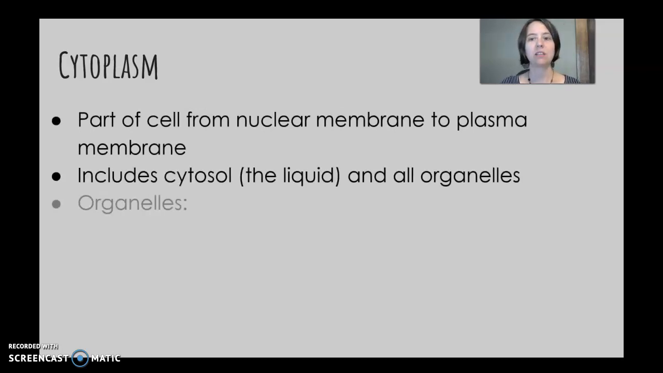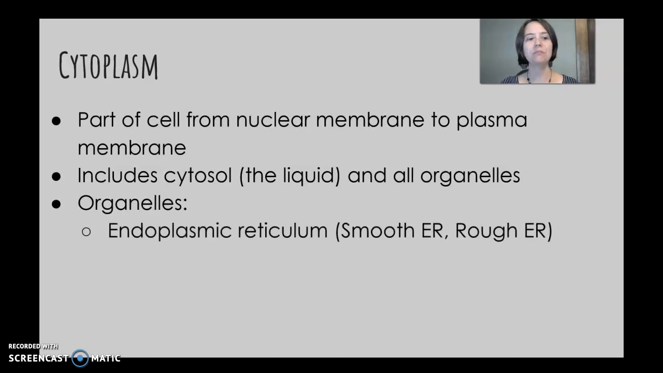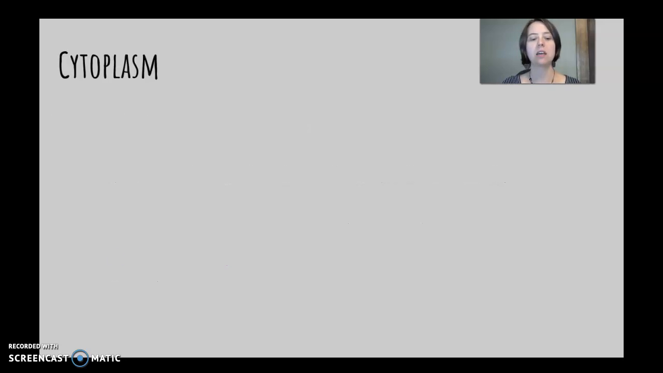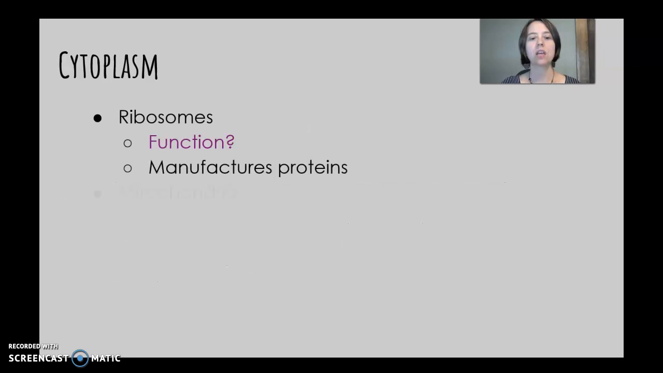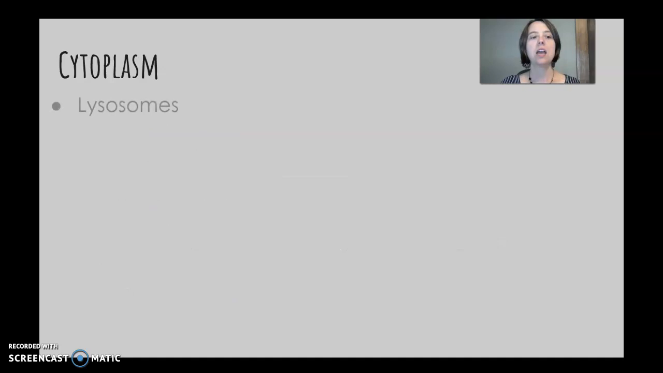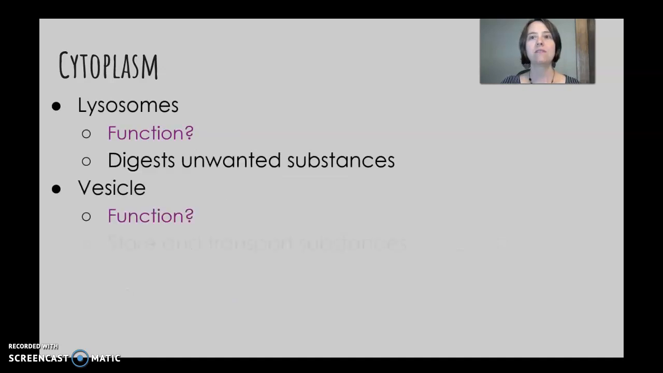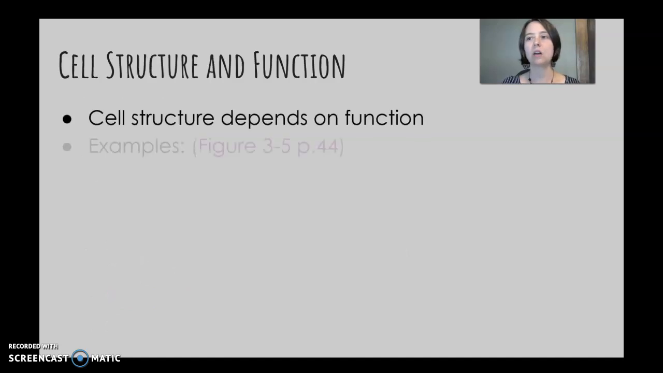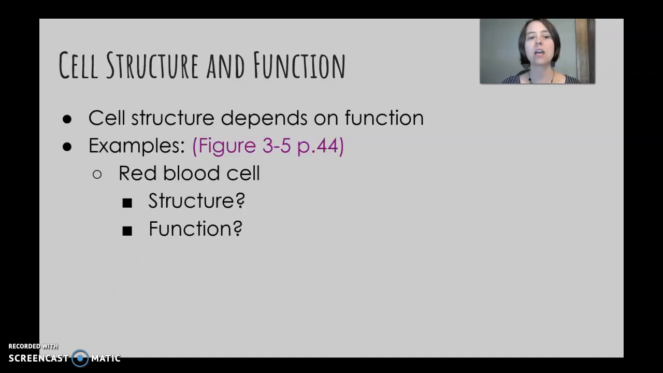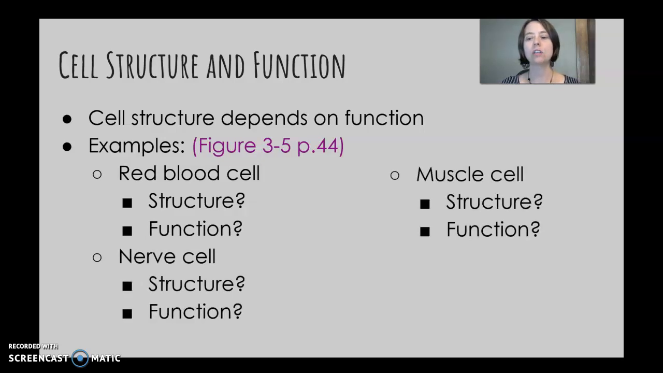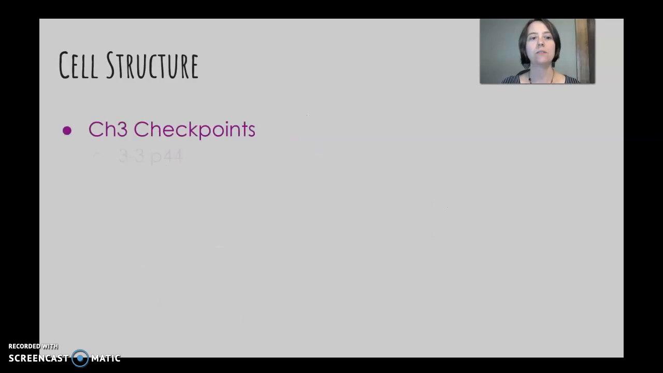And then cytoplasm is most of the cell, and that's the organelles like the endoplasmic reticulum and the ribosomes and the mitochondria and the Golgi apparatus and the lysosomes and vesicles and centrioles. And we also talked about different types of cells and how the cell structure determines its function and how that's really intertwined, and did some checkpoints.